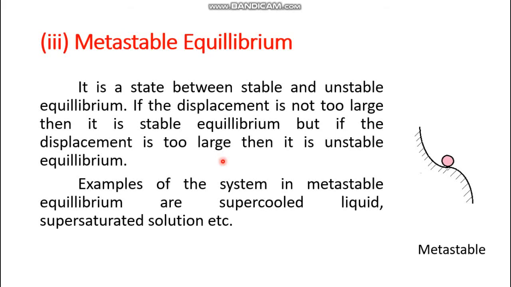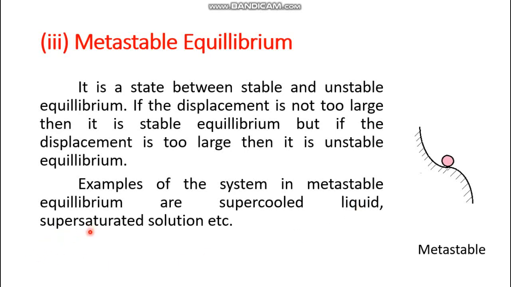We have two examples here. One is a supercooled liquid, another is a supersaturated solution. In a supercooled liquid, if you add a crystal of that liquid, then the whole liquid crystallizes out. Or if you stir it with a glass rod, then it crystallizes out. That means this type of equilibria are not so stable. It is in between a stable and an unstable state.